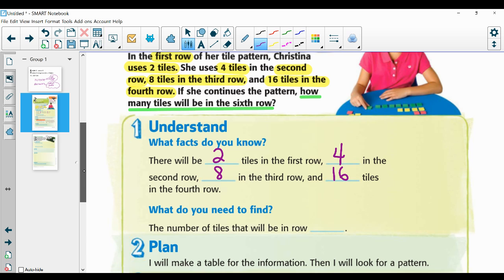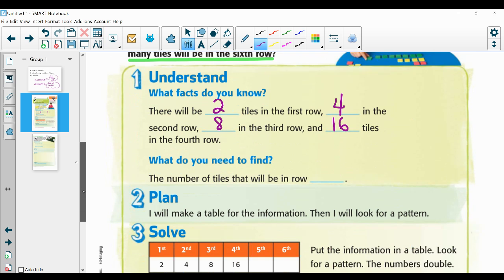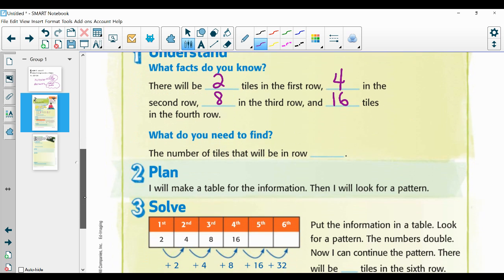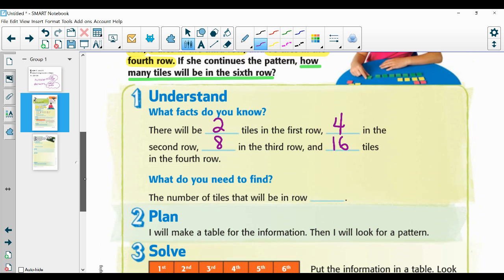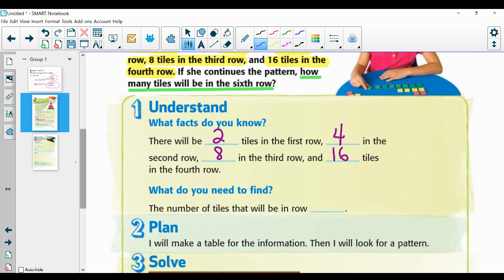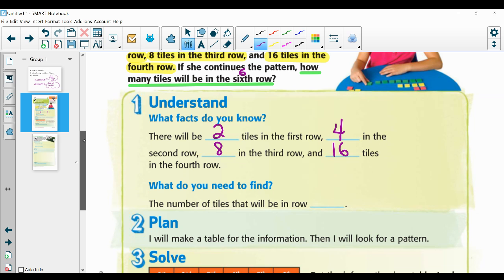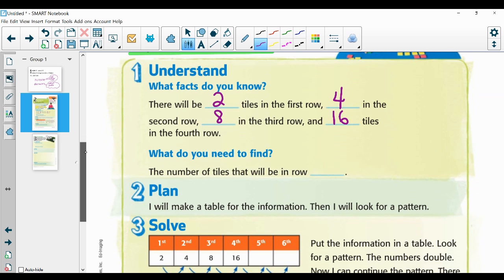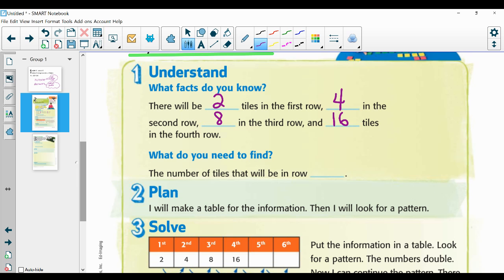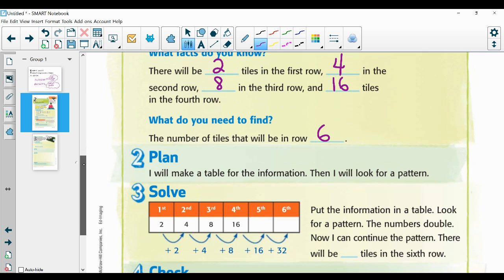Okay, what do you need to find? Oops, sorry, I scrolled the wrong way. The number of tiles that will be in row right here. Now, 6th row, I can put the number up here because I know 6th is the same as 6. So that helps me with reading it quickly. The number of tiles that will be in row 6. Okay, so I'm going to make a table for the information, then I will look for a pattern.